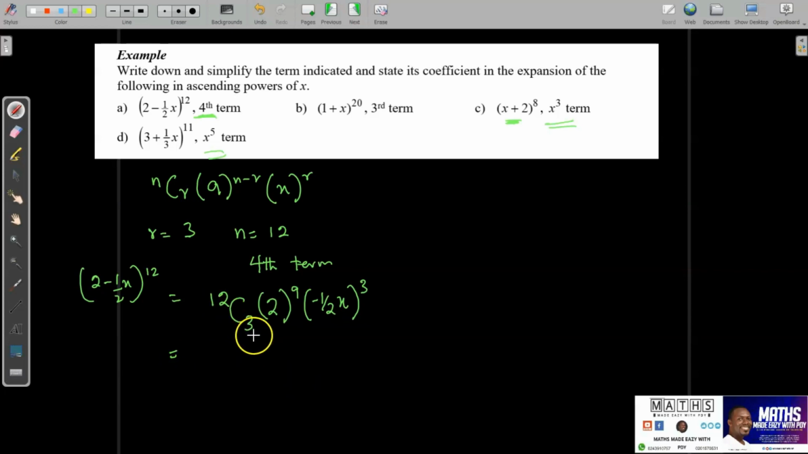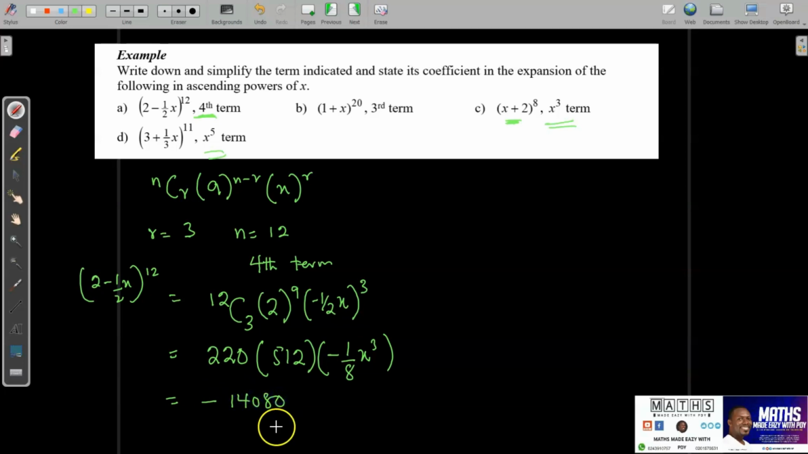All right. So 12 combination 3, what's the value? 220. Good. 2 to the power 9, what's the value? 512. Then negative half x all to the power 3 automatically gives us negative 1 over 8 x cubed. So at the end of the day, we are going to get a negative value. So 220 times 512 times 1 over 8 was the final answer. 14080. Then x to the power 3. Are you with me?